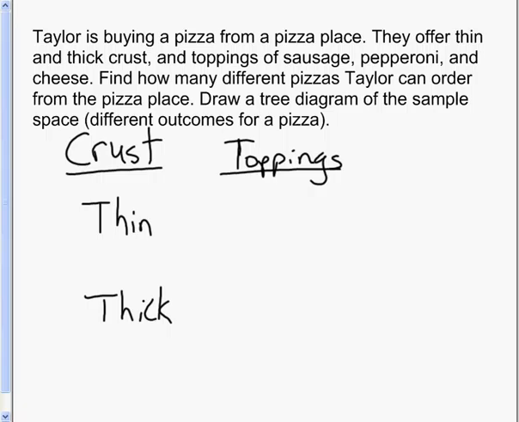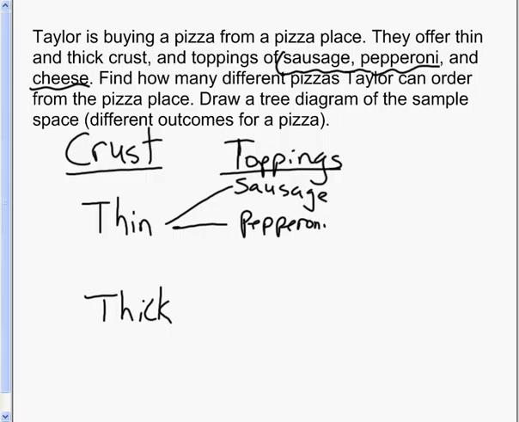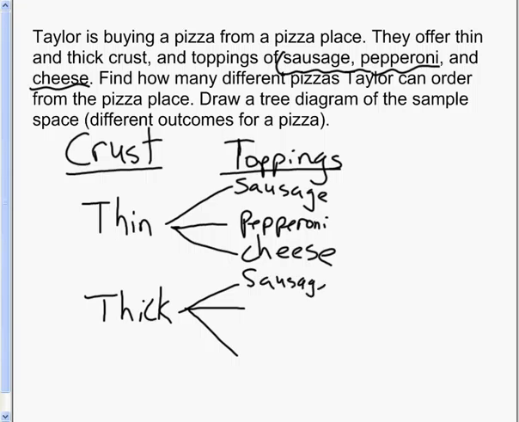Now, for toppings, what options do I have for toppings? Well, I see we have sausage, pepperoni, and cheese. So I'll do it in the same order they give it to me, just to make sure I remember them all. We have sausage, pepperoni, and cheese. You can also make abbreviations for these, just make sure you make a key. And I can also have those same three options if I had thick crust. So sausage, pepperoni, and cheese. Anyone getting hungry yet?